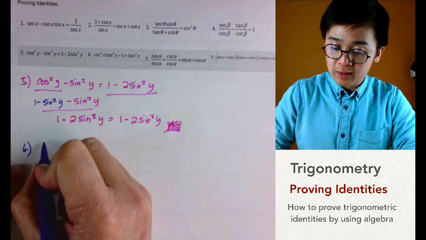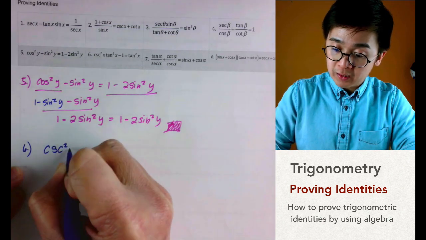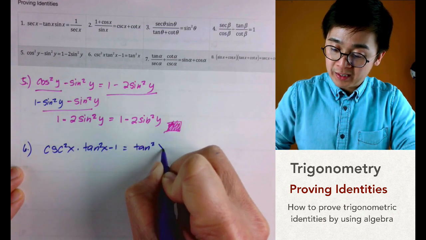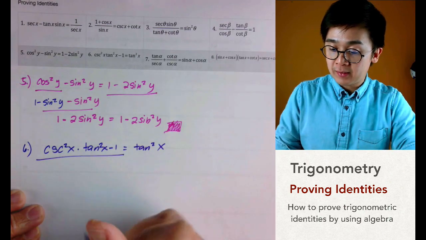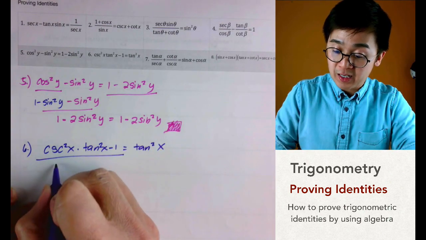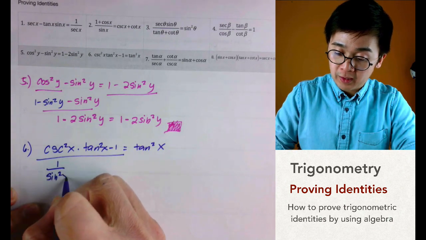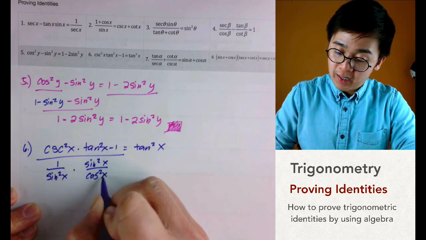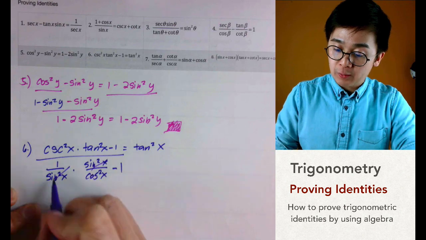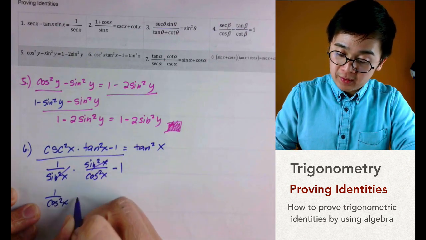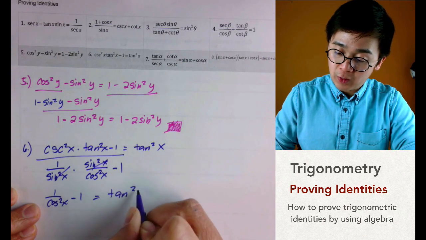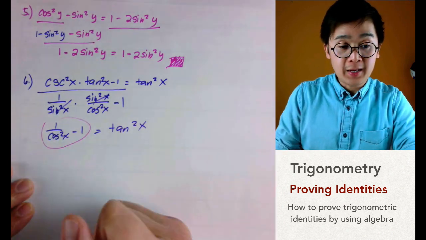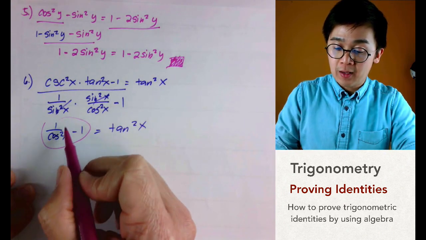For number 6, hopefully this is also as easy as number 5. Cosecant squared x times tangent squared x minus 1 equal to tangent squared x. So let's simplify this by changing cosecant into its inverse, 1 over sine squared x, and tangent is sine squared x all over cosine squared x minus 1, and we're left with 1 over cosine squared x minus 1, which is not equal to tangent squared x.